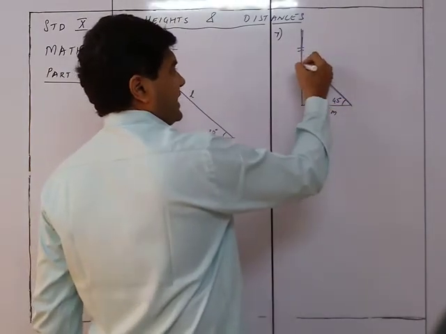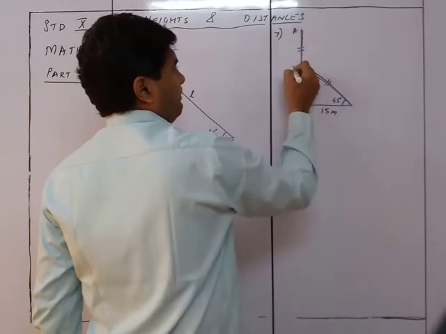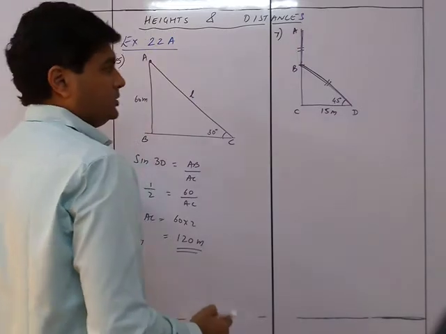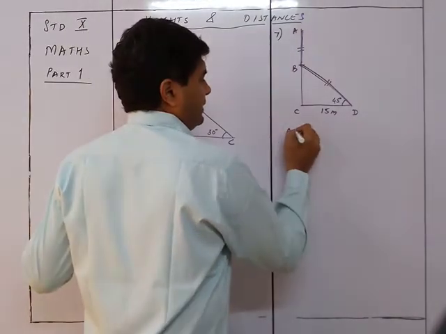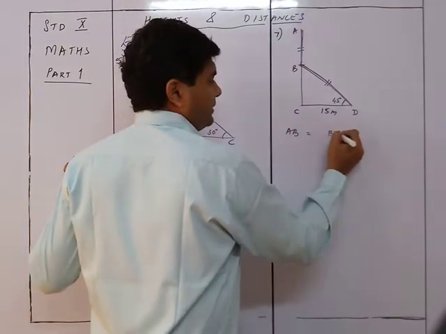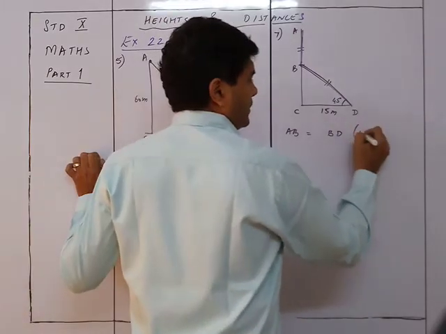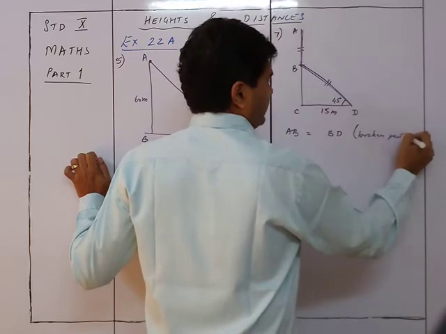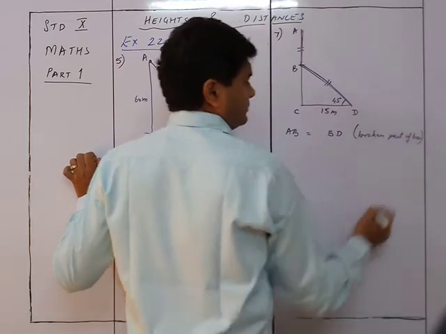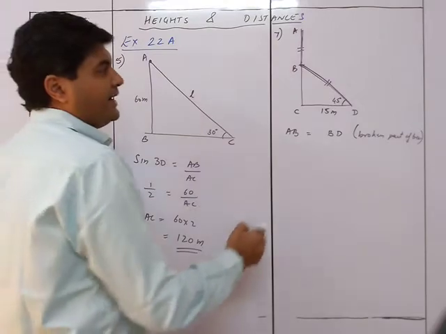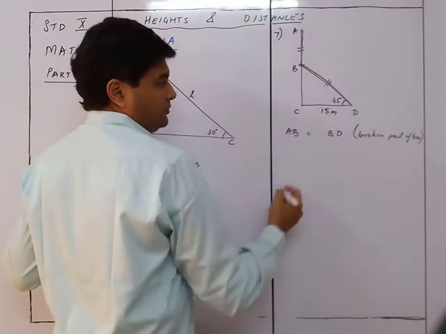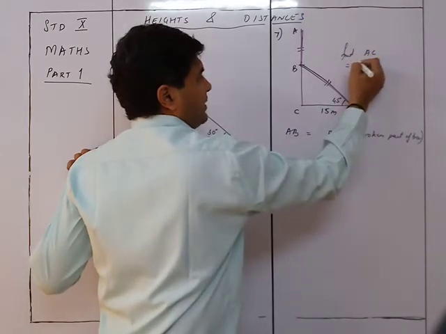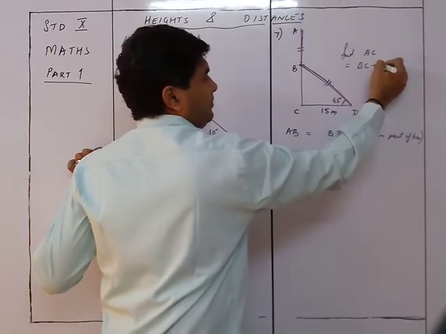So we can take these as points A, B, C and D. So we see that AB is equal to BD, that's the broken part of the tree. What we need to find out is AC, which is nothing but BC plus BD.